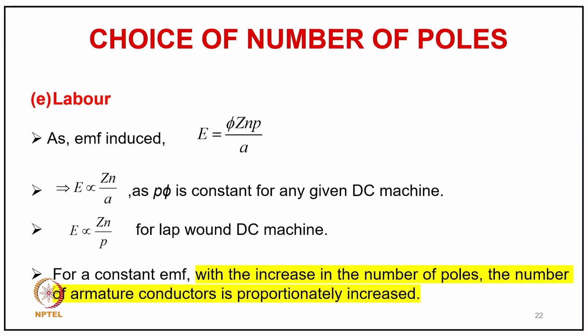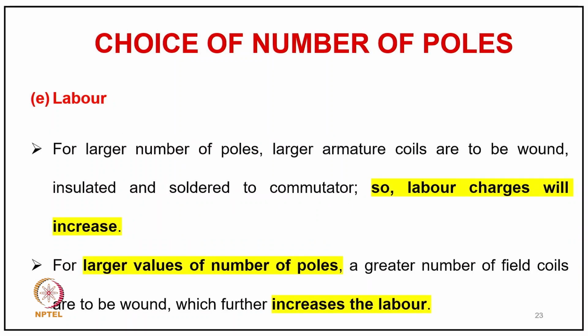Now coming to the labor cost, as the induced EMF equals P phi Z n upon A, and E is proportional to Z n upon A, since P phi is a constant for a given DC machine, E is proportional to Z n upon P for a lap wound machine. So for a constant induced EMF, with the increase in the number of poles, the number of armature conductors proportionally increases. So for a large number of poles, more armature coils are to be wound, insulated and soldered to the commutator, so labor charges will increase. And for a large number of poles, a greater number of field coils are to be wound, which further increases the labor.